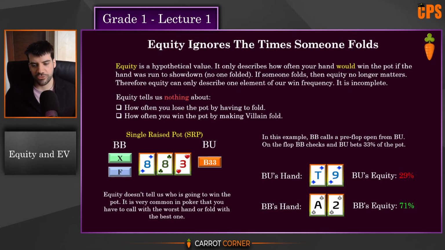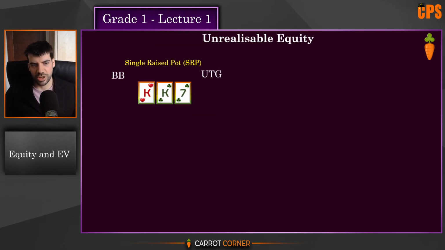So this is just a very crude example to prove that equity, in its inability to consider the EV gained through fold equity, is extremely incomplete. But that's not the only reason for which this concept, equity, is an incomplete notion. So, more about unrealizable equity now.